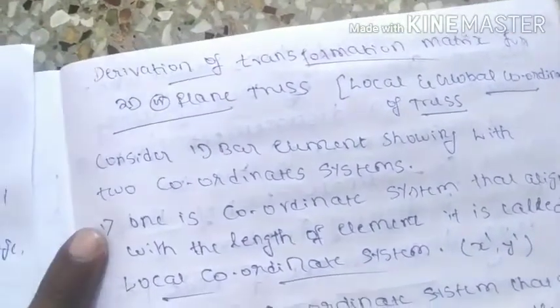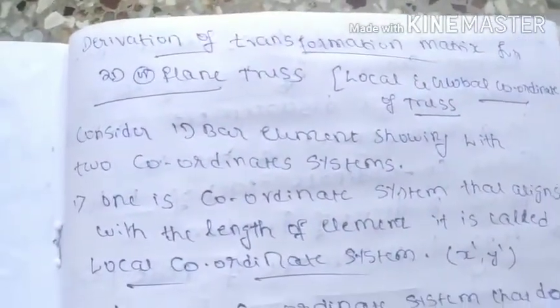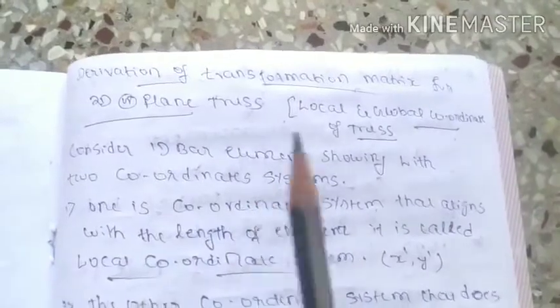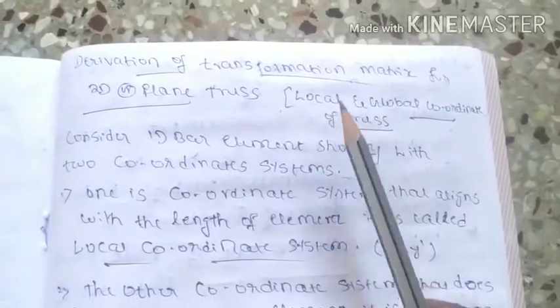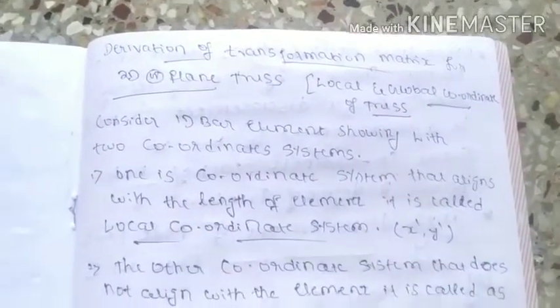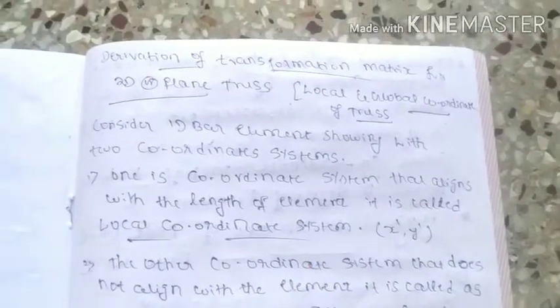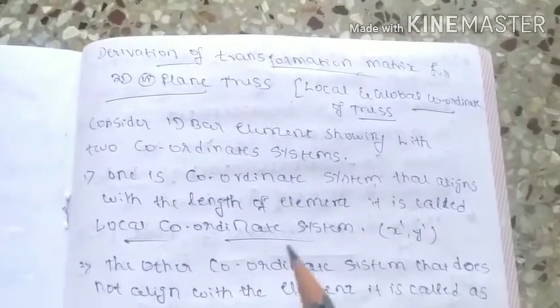We'll come now to the derivation part, that is derivation of the transformation matrix for a plane truss, also called the local and global coordinates of the trusses. So we are going to derive the transformation matrix for a 2D truss. I told you for the syllabus we are dealing with only 2D trusses.